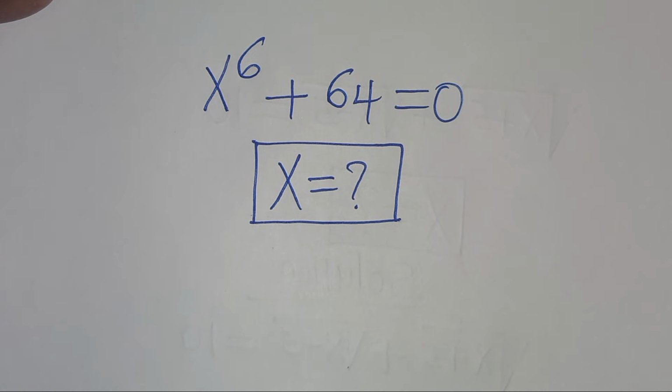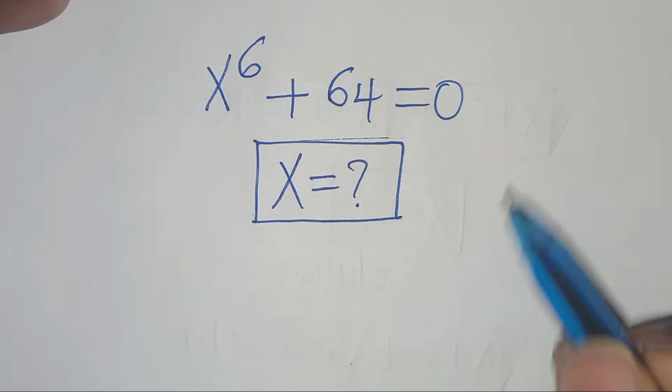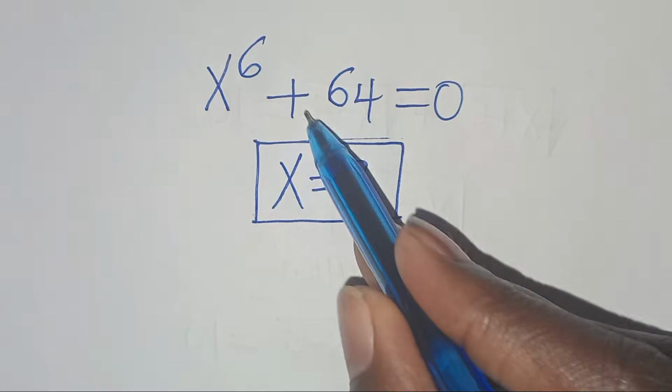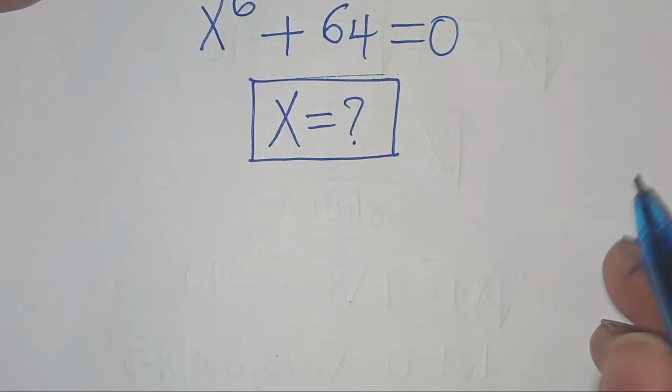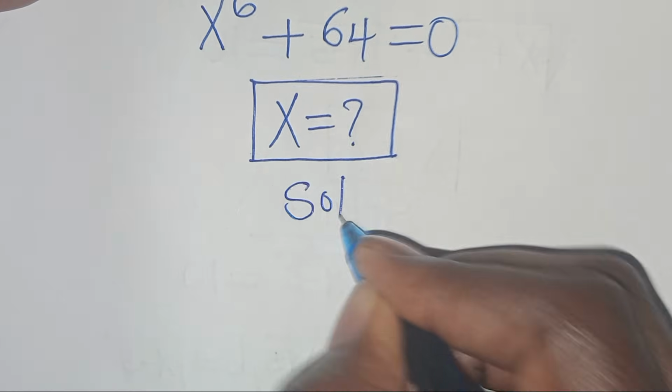Hello everyone, you're welcome to solve this nice algebra problem, which is x to the power of 6 plus 64 equal to 0. So what are the values of x? Now let's provide a solution from here.